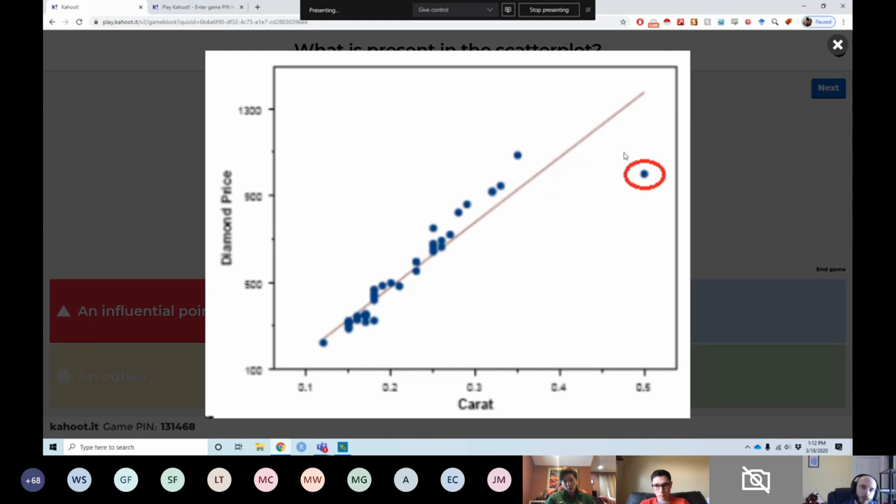And if you ignore this dot and picture a line you draw through the rest of the dots, it's pretty different from the line that we have here. That's what it means to be influential: it'll affect or change the way the line looks itself. Being a high leverage point or being an outlier on its own usually isn't enough to make something influential. But if you combine the two together, it'll usually drag the line down in this case, or if the dot was up here, it'll pull the line higher than probably what it should be. So any questions so far for that one?